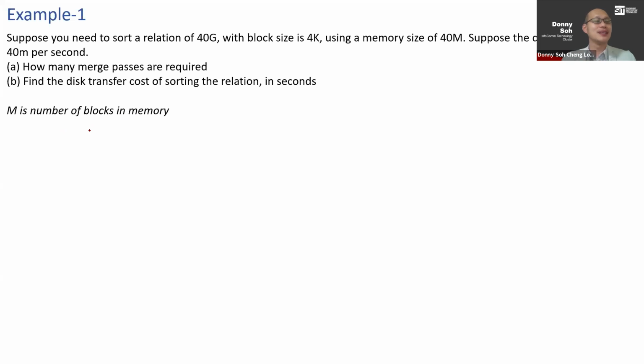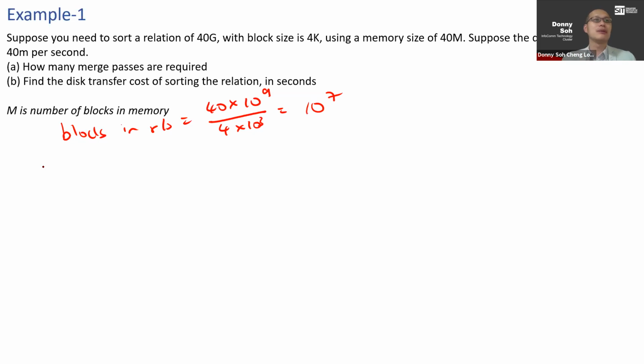So first I want to find the number of blocks in the relation. The number of blocks in the relation will be 40 gig, which is 40 times 10 to the power of 9 divided by 4. Let's do the easy one. So this is 10 to the power 7.